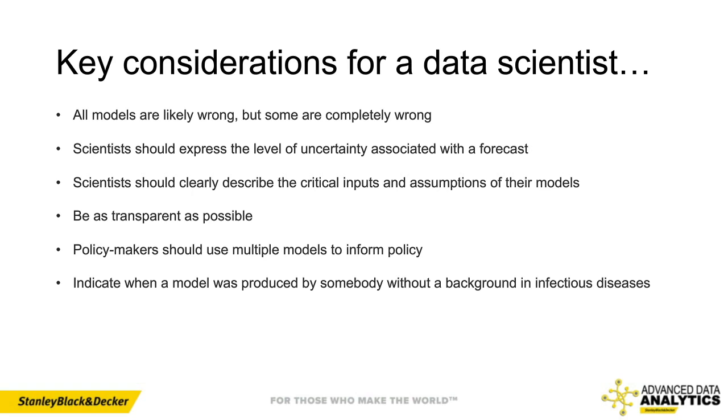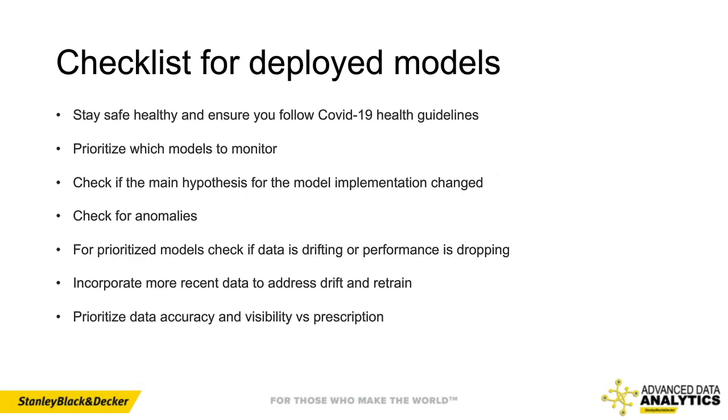If you are just making a time series prediction, then that's also something that you need to be very transparent about. Now, for models that are already deployed, I think the key thing is always, first, keep your data scientists healthy, because they need to be there to ensure that the models don't break. Then the right thing to do is to prioritize the models and monitor based on the amount of business impact.